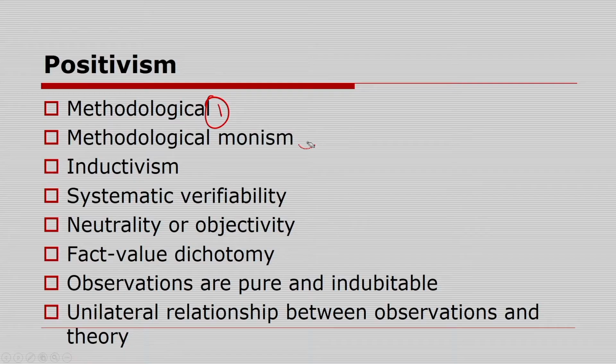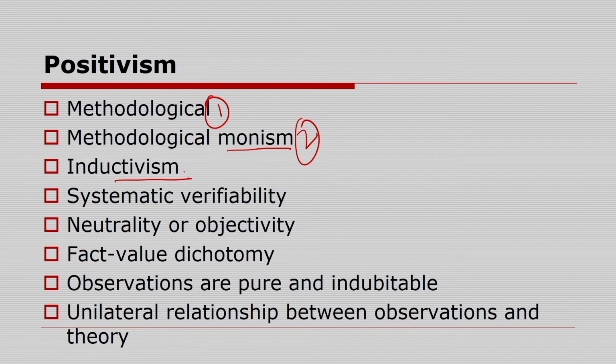What is that unique method? We'll see. The second one is methodological monism. Monism means single, one. Dualism means two. Pluralism means many. Methodological monism, what is that? That there is only one method common to all sciences irrespective of their subject matter. It may be astronomy, physics, chemistry, biology, mathematics, whatever you say.